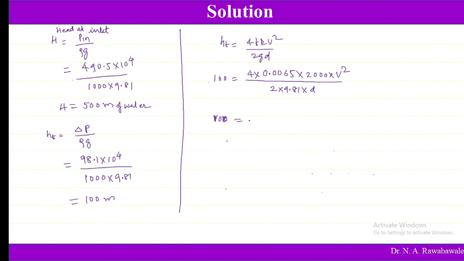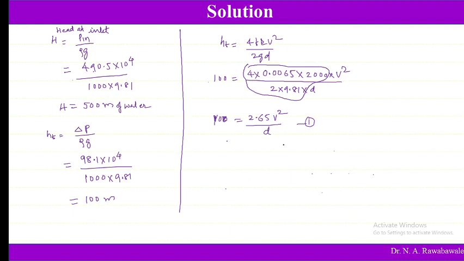So here 100 is equal to, if we simplify these constant terms, this works out to be 2.65 v square divided by d. So we call this equation 1. Equation number 1 gives us this kind of result, that is 2.65 v square divided by d.